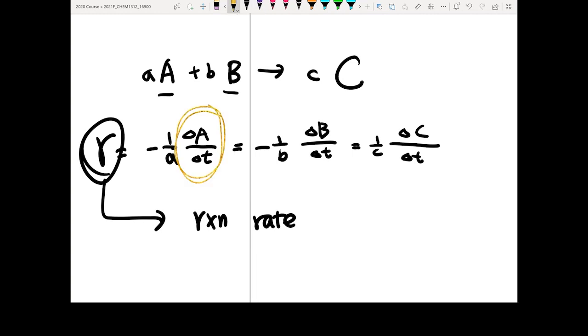But if I want to know the disappearance rate of A, then that's what I mean. If I want to know the appearance rate of C, then that's the thing they want. But if you say I want to know the overall reaction rate, it's this guy. So you need to have a clear distinction between different terms, so you can provide the correct answer.